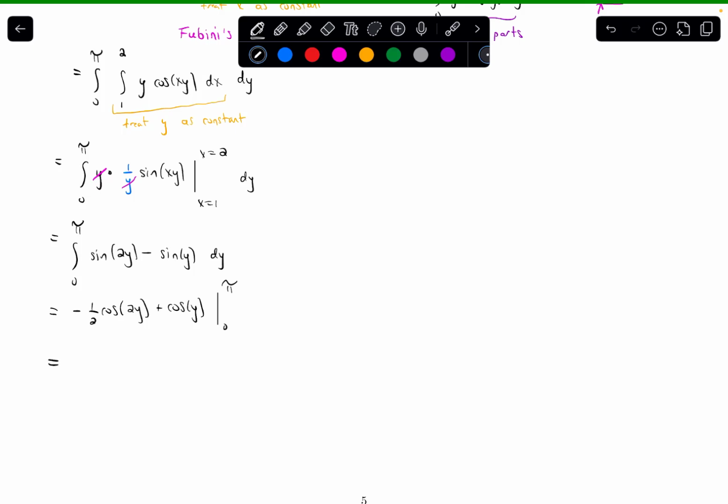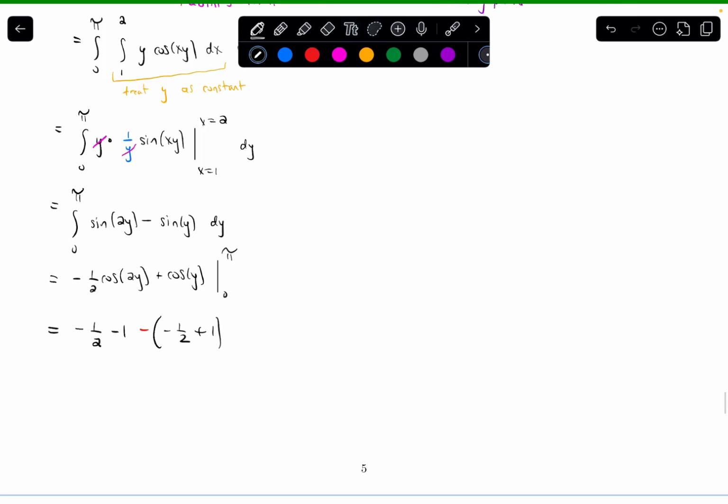If we plug pi in, cosine of 2 pi is 1. So the first term is negative 1/2. Cosine of pi is minus 1. All right, and then minus, if you plug 0 in, I'll get minus 1/2. Cosine of 0 is just 1. And then plus this cosine of 0 is 1. Okay, and if you simplify this, this works out to minus 2. And that is our answer.